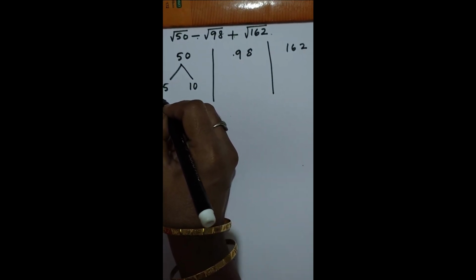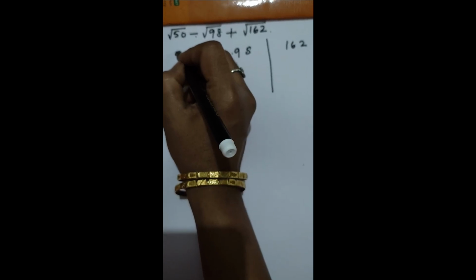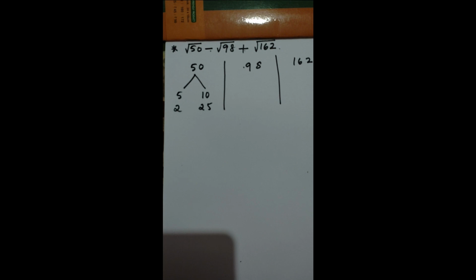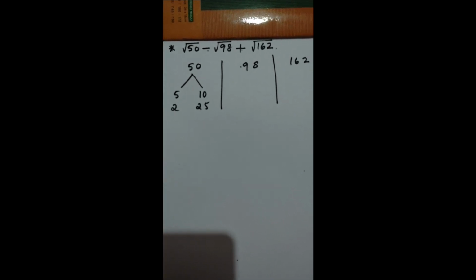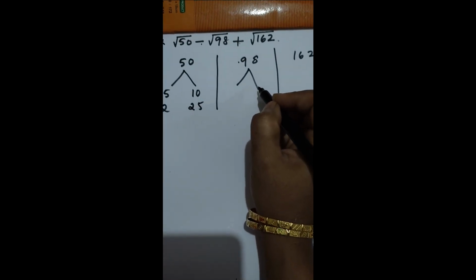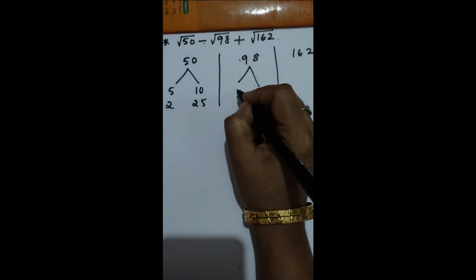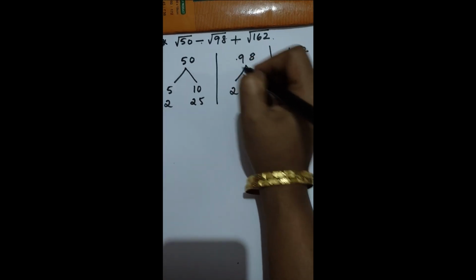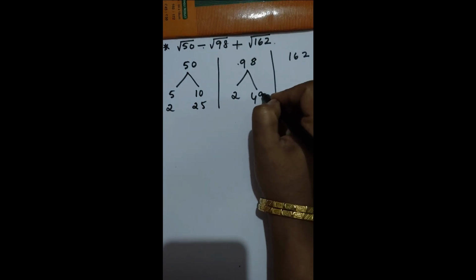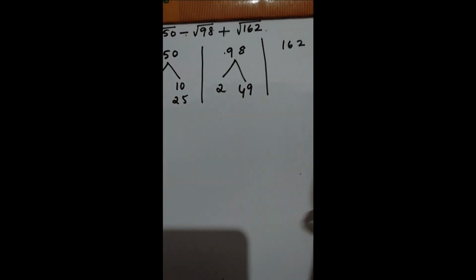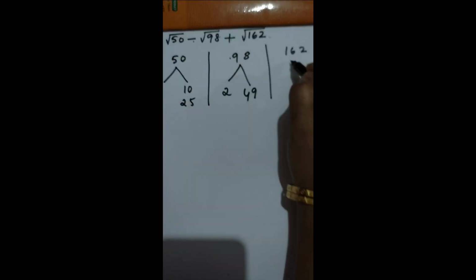Then 2 25s are, that is 2 twos are 4, 2 5s are 10. I can write. Next, 98. I can write 2 4s are 8, 1 carry, 2 9s are 18. Then I don't think we have any other factors for this. For now, I think that is enough.